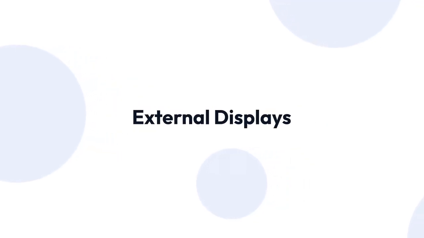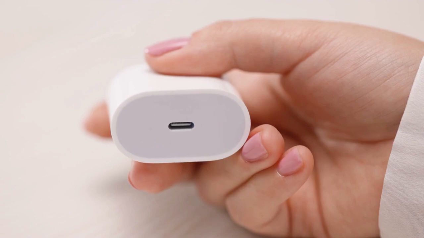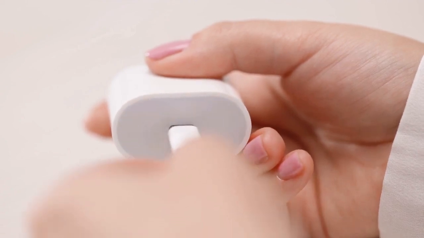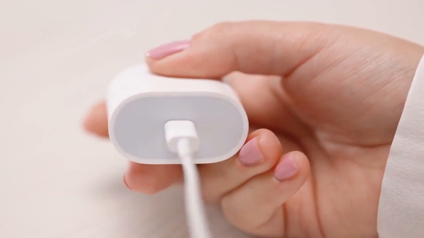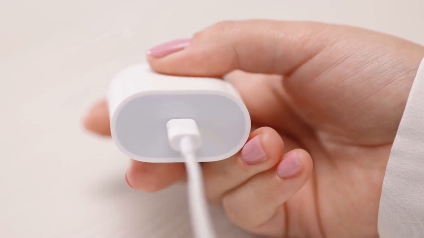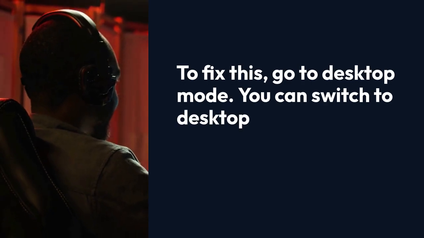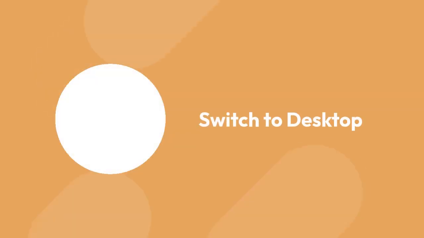Another common problem arises when using external displays. The Steam Deck can output to various resolutions via USB-C. However, sometimes it doesn't auto-detect the correct resolution. To fix this, go to Desktop mode. You can switch to Desktop mode from the Steam menu. Select Power, then switch to Desktop.